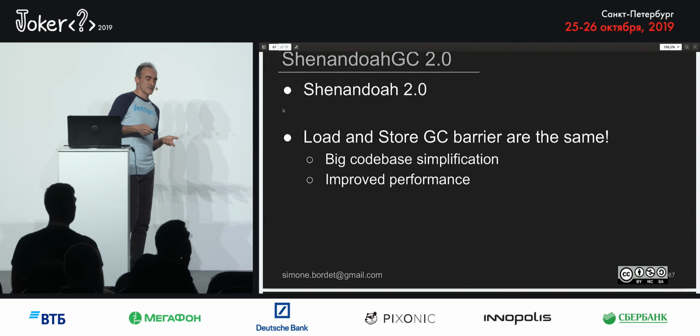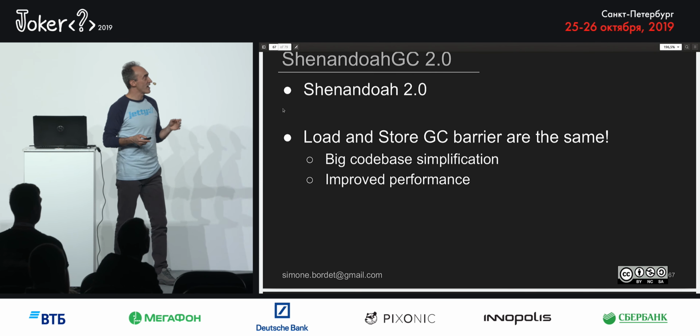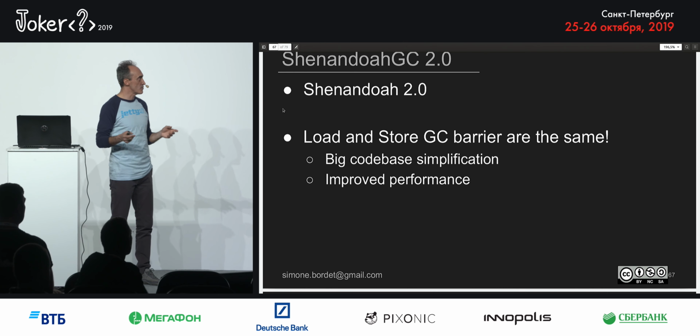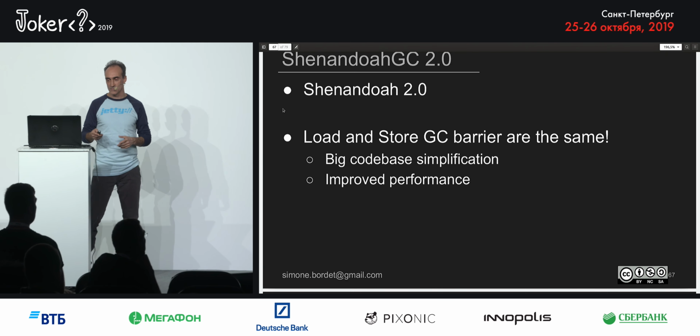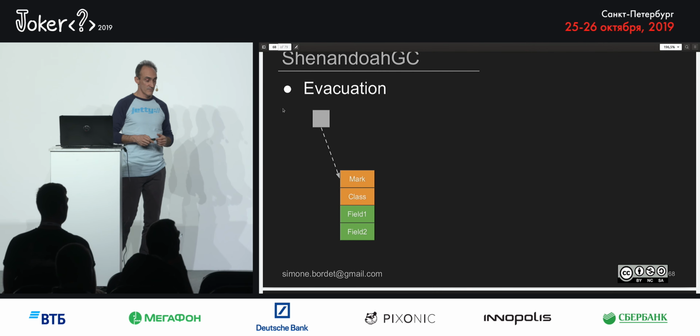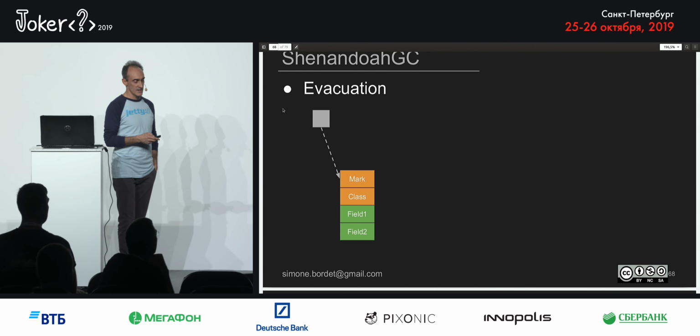Well, now that the barriers are the same, I can simplify a lot of the code base. The code base of Shenandoah 2.0 is way simpler, and of course, with simplicity comes performance. So it was a very good change. So how does it work exactly?